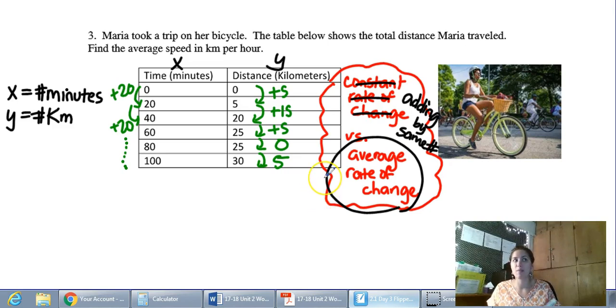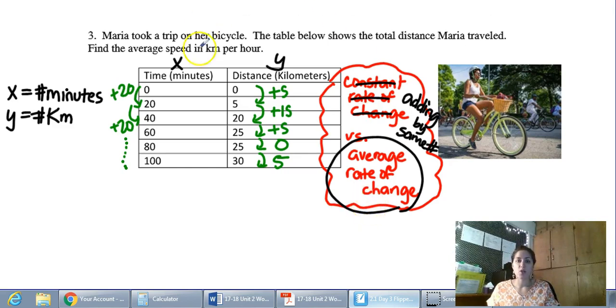Sometimes, like maybe up the stairs, you're going a little slower, and then there's a big traffic jam in the middle of the intersection, and so you stop for a minute, and then you walk a little bit more, right? So your speed changes. That's what we have here. So we're going to find an average rate of change.